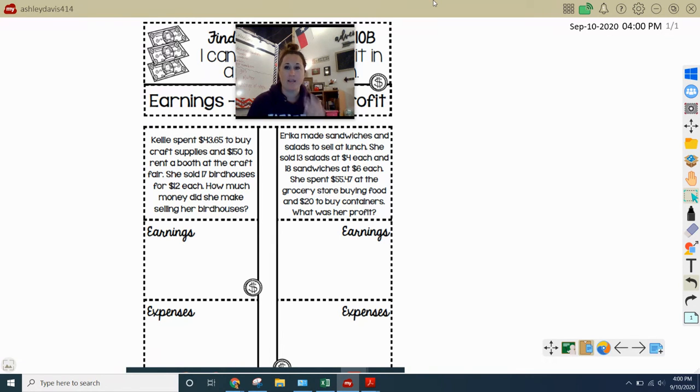Since money is very closely related to decimals, that's why we're introducing profit to you now, because you can practice adding and subtracting decimals when solving for profit. So we're going to look at some notes, and then I'm going to talk to you about a project you'll be doing today, Monday, and Tuesday. Let's look at these notes.